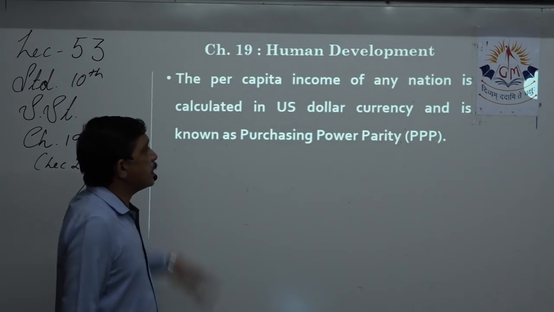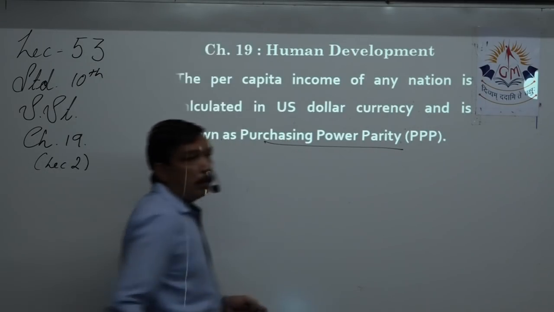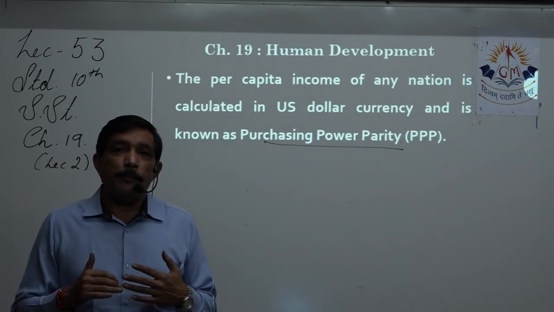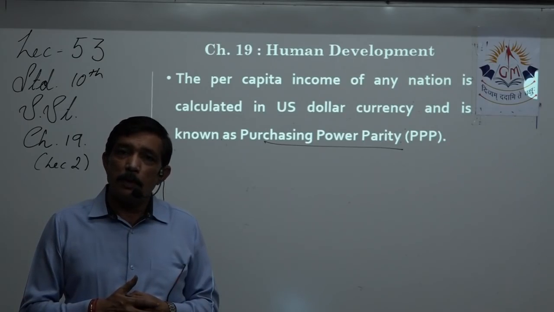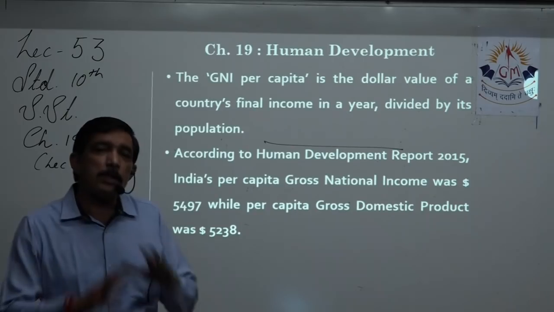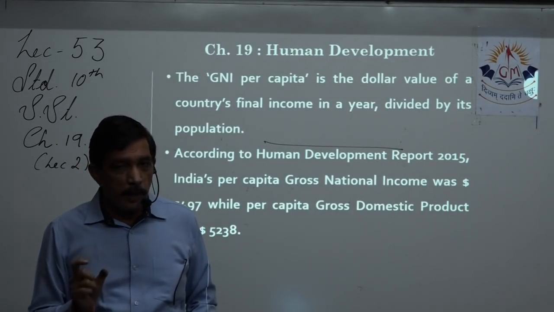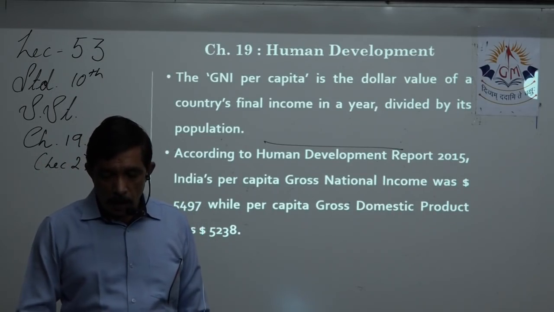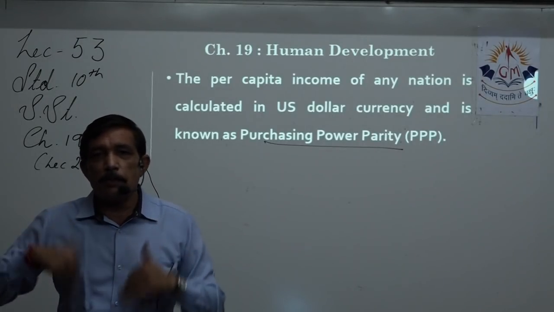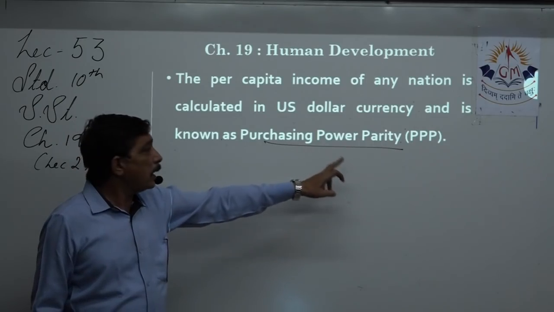The per capita income of any nation is calculated in US dollar currency and is known as purchasing power parity, or PPP. Purchasing power parity is nothing but GNI divided by the population of the country. Suppose we are considering India: whatever gross national income India has for this year has to be divided by the population of this year. Then we come to a certain figure. That figure is converted into dollars, right? Jitna logo ke paas paisa hoga, utne hi paise ka kuch khareed sakte hain. Aapke jeb mein jitna paisa hoga, utna hi aapko. So that per capita income is considered as purchasing power parity, or PPP.